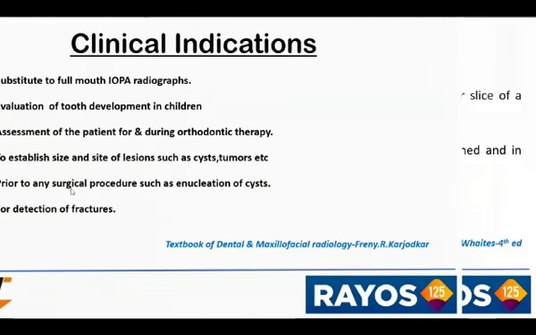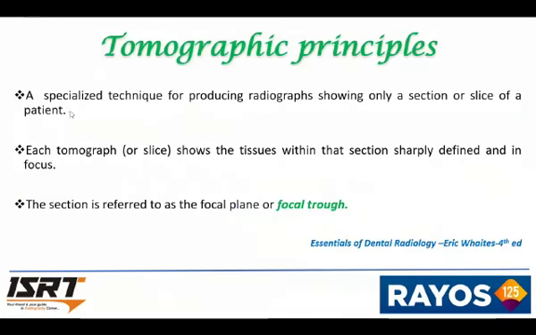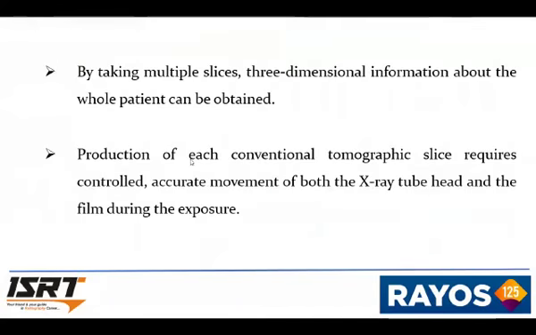And for detection of fractures. So, tomographic principles: a specialized technique for producing radiographs showing only a section or slice of the patient. Each tomogram shows the tissue within that section sharply defined and focused. The section is referred to as the focal plane or focal trough. By taking multiple slices, three-dimensional information about the whole patient can be obtained.